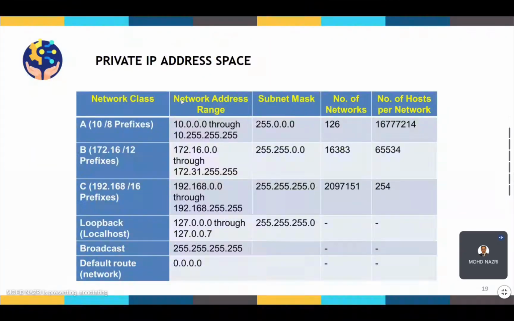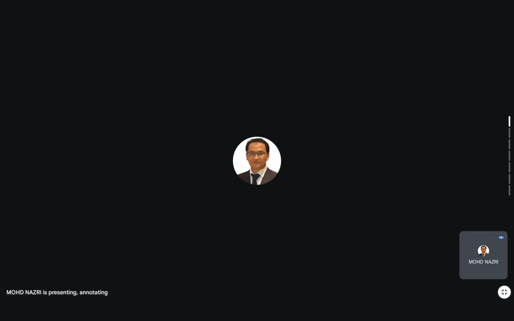Private IP address space. Basically, these IP addresses are not recognized by the internet because they are reserved for the local area network. The private IP addresses have three classes. Class A, sometimes called the 10/8 prefix, ranges from 10.0.0.0 through 10.255.255.255 in decimal. The subnet mask is normally 255.0.0.0 and the number of networks is 126.